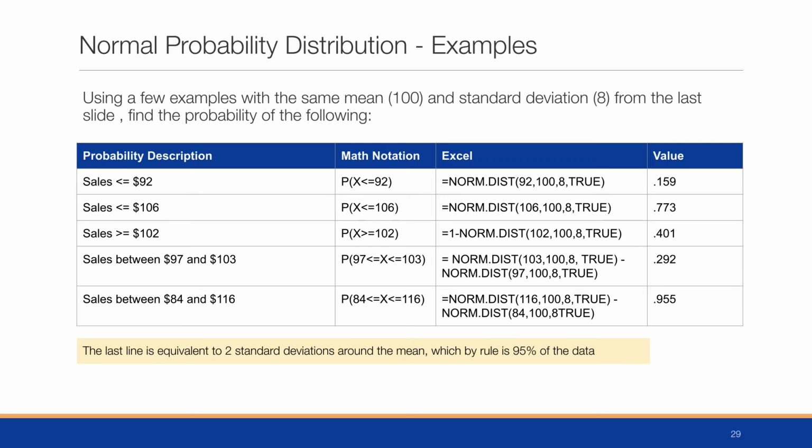And finally, sales between 84 and 116. Similarly, we do the NORM.DIST for 116 and then subtract the NORM.DIST for 84, and we end up with 0.955. The last line is equivalent to 2 standard deviations, because remember, 1 standard deviation is 8, and 2 standard deviations is 16. That's how we get 84 and 116. By the rule, we said that with 2 standard deviations, 95% of the data would fall between, and as you can see here, it's slightly larger than 95%.